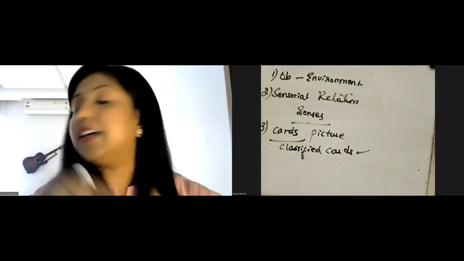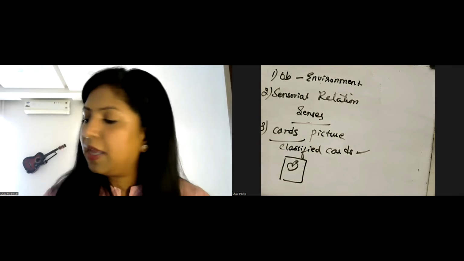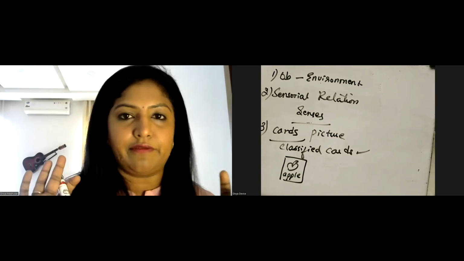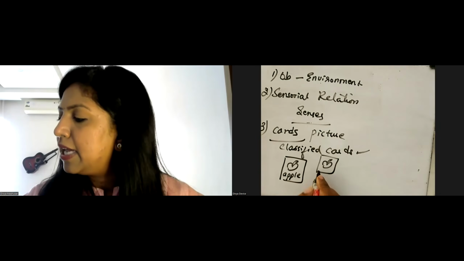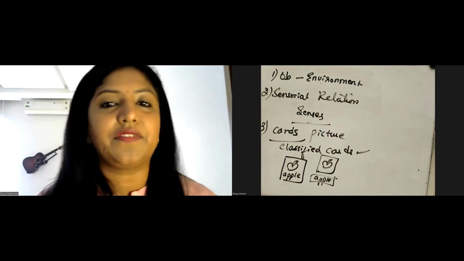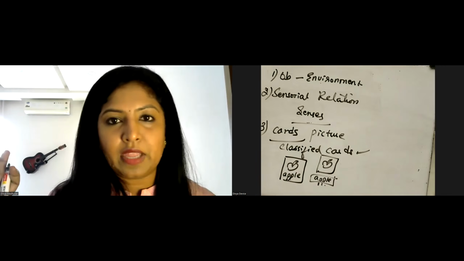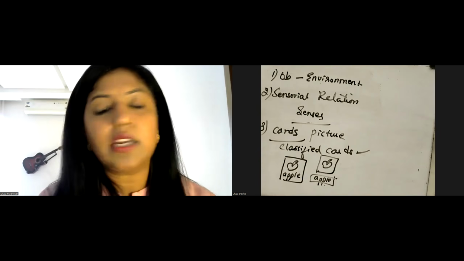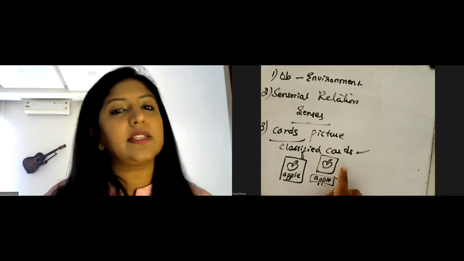So I can either have this card wherein, say, if I have an apple picture, I can have the name of that picture written on the card itself. Or I can have the picture card separate and the label separate. Now, there are two ways of having these classified cards: a label being attached, a label being detached. I call this a three-part card. Why is it a three-part? The first part is the picture. The second part, this is separate, this is separate.